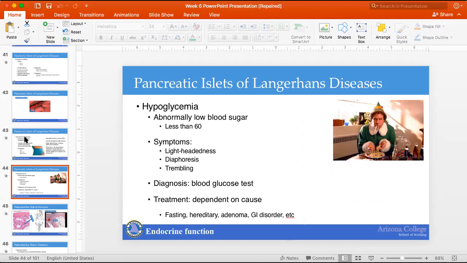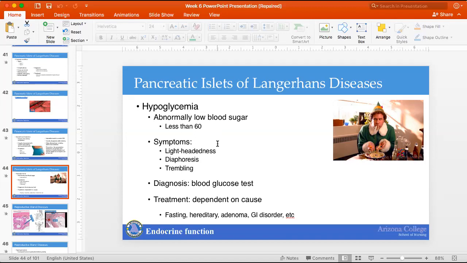Hypoglycemia, abnormally low blood sugar, meaning less than 60. Now, this doesn't show it on here, but normal levels for blood sugar are between 70 to 100. It's kind of a normal range. You start getting to what they call pre-diabetes if the level is above 100. If you are below 60 or less than 60, it's referred to as hypoglycemia.